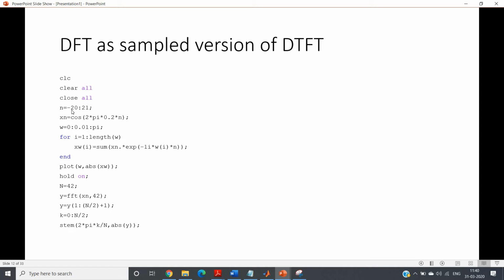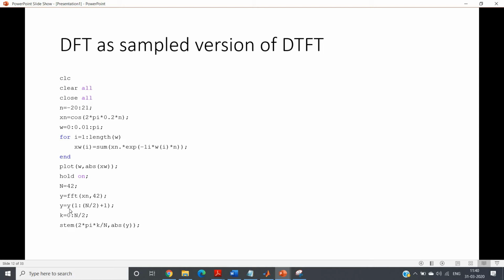That means the total length is 42. So capital N should be 42 for our DFT, right? And then y equals fft of x of n comma 42. To compute the N-point FFT, we have to write it like this: fft of x of n comma N. In MATLAB, fft is an inbuilt function to compute the DFT.